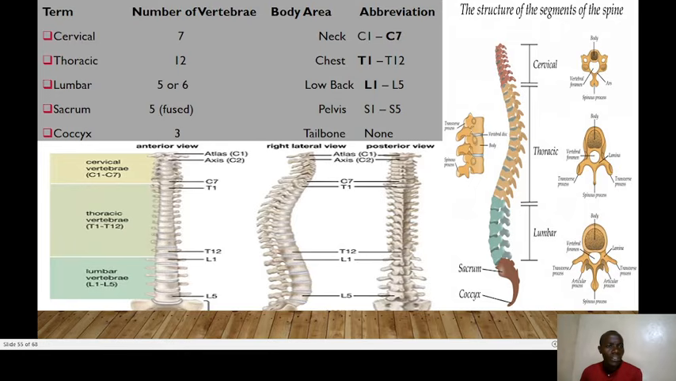Then you have the lumbar region, having 5, found at the lower back and abbreviated L1 to L5. We have the sacral, with 5 fused vertebrae found in the pelvis, abbreviated S1 to S5. Then you have the coccyx, having 3, found in the tailbone. There's no abbreviation for it. So if you add that one, you get to 26 in number. So we have the cervical region, the thoracic region, the lumbar region, the sacrum, and then the coccyx.